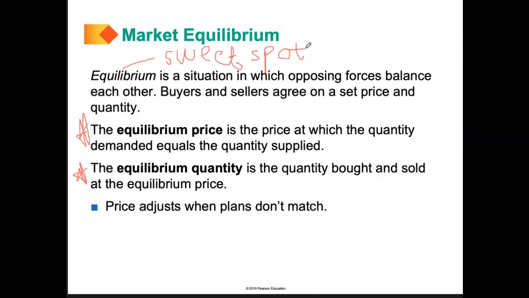Prices adjust when you don't hit the point of equilibrium. Prices tend to adjust till you get to the point of equilibrium. So that is the whole concept of market equilibrium. Think of market equilibrium as the point where quantity bought and quantity sold are essentially equal. Now let's take a look at an example of equilibrium.